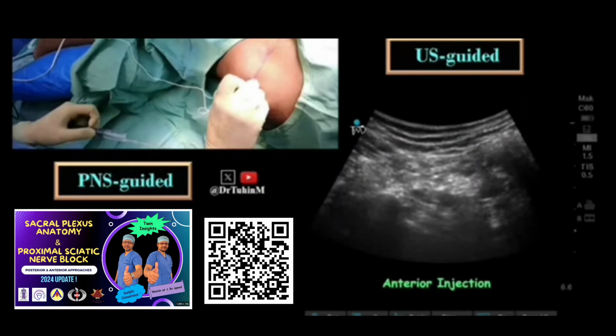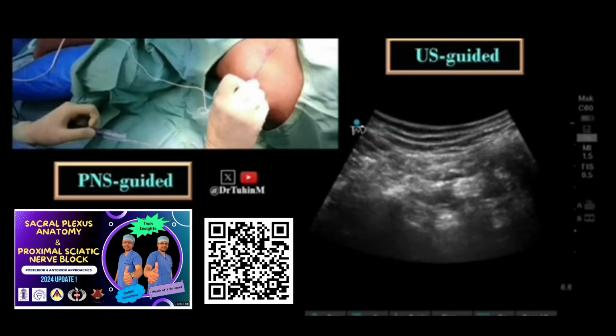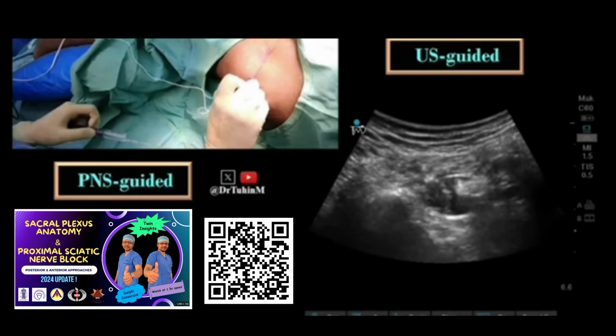So here you can see that was the anterior injection. So now I'm changing the needle again and trying to go in the subgluteal space. Now this injection is again outside the subgluteal space. Now I'm in the subgluteal space in the right plane, and with the injection, as you can see, the beautiful spread of the drug which is pushing the nerve.